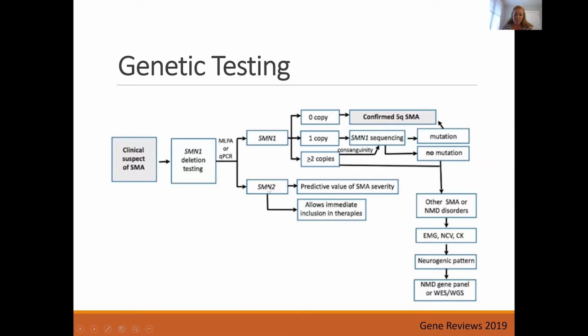And again, looking at SMN2 copy number, not only for predicting clinical severity, but also then being able to allow children to immediately participate in therapies that could be beneficial to them long term.